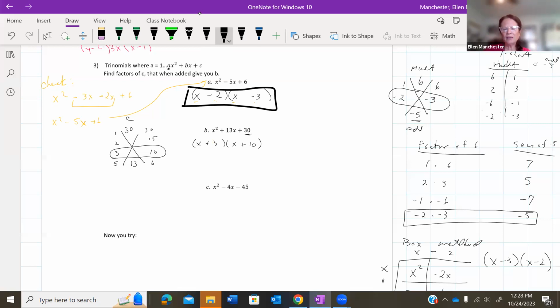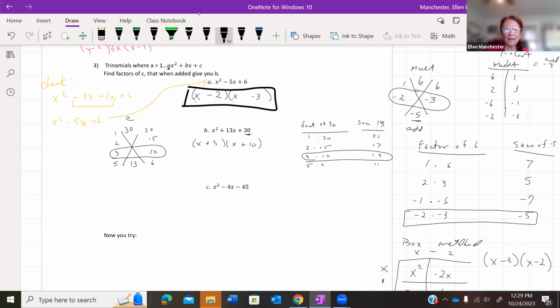If I did the other method, factors of 30, sum of 13, I could do the exact same thing. So 1 times 30, and the sum is 31. 2 times 15, the sum is 17. 3 times 10. Hopefully you guys are catching this. I'm multiplying and then I'm adding. I just realized I'm talking out loud and just doing it in my head. Okay, so factors of 30 are here. When I add those factors, this is what I get. So the 3 and 10 are the only ones that work, that when I add, I get 13.